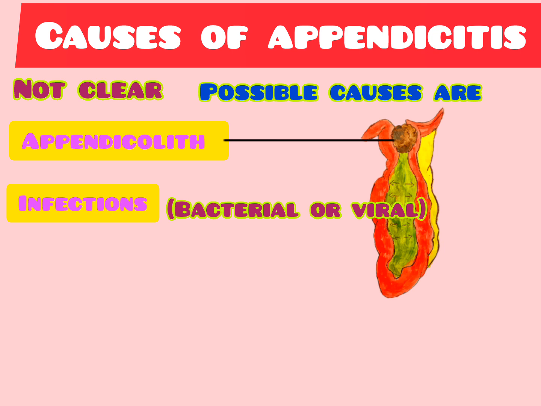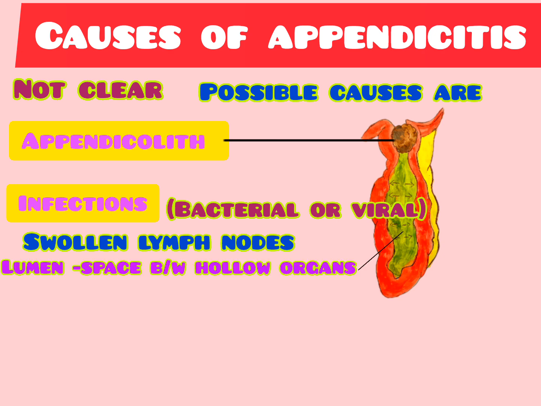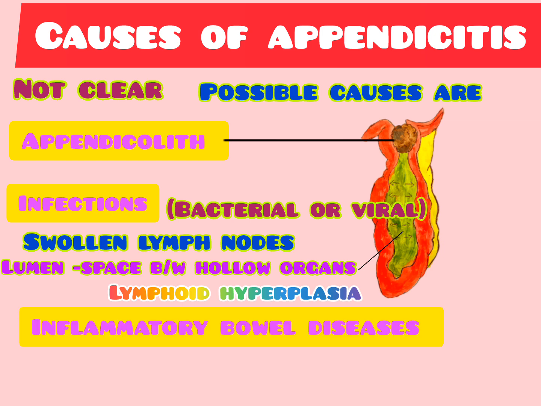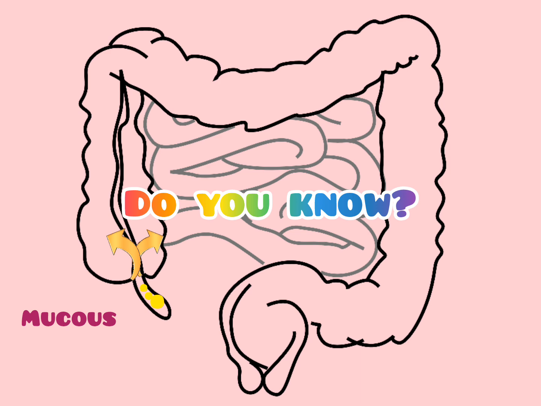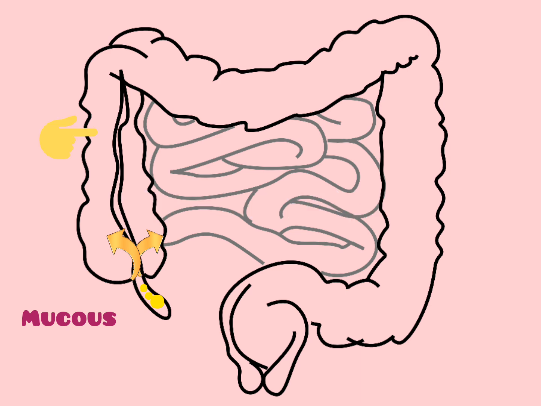In infection, yes, there will be swollen lymph nodes like this, with rapid proliferation of lymphocytic cells that will block the lumen of the appendix. Lumen refers to the space within hollow organs. This rapid proliferation of normal lymphocytic cells is called lymphoid hyperplasia. Inflammatory bowel diseases, benign or malignant tumors. Do you know? Generally, mucus created by the appendix empties into the large intestine.